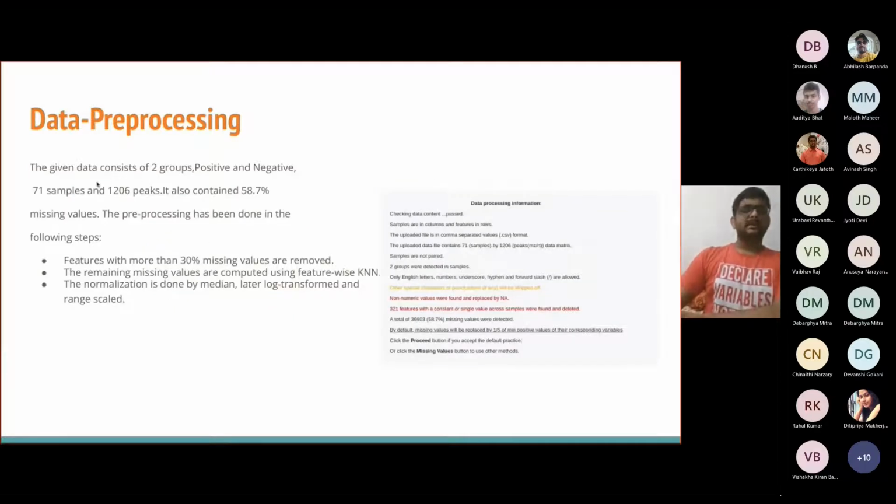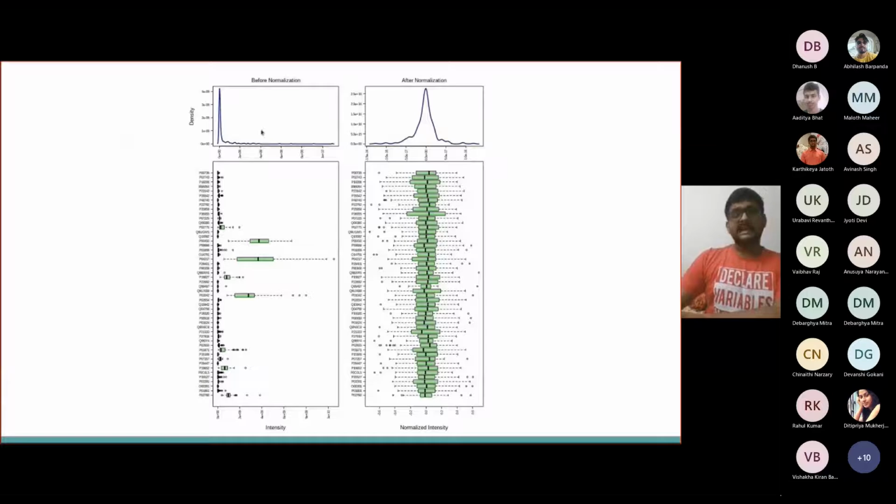Data pre-processing. The given data consists of two groups, positive and negative, with 71 samples and 1206 peaks. It also contained 58.7% missing values. The pre-processing of the data has been done in the following steps. Features with more than 30% missing values are removed. The remaining missing values are imputed using feature-wise KNN. The normalization is done by median, generalized log transform, and range scaling. Here you can see the data before normalization and after normalization.